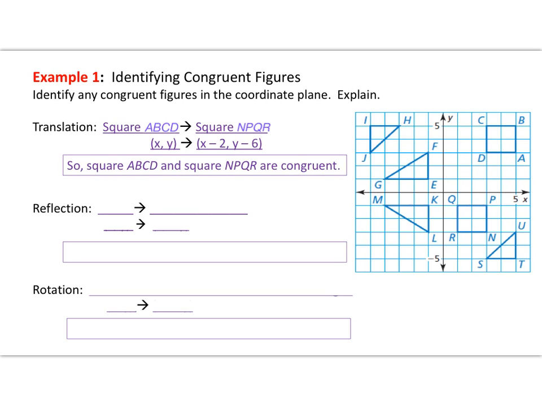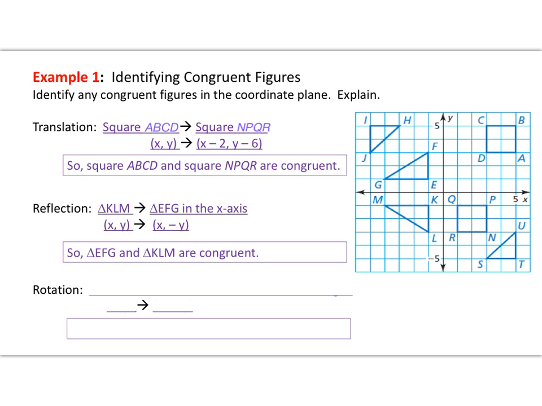All right, next we can find a reflection. It looks like triangle EFG and triangle KLM are a reflection of each other. So we can say triangle KLM reflects and maps onto triangle EFG in the x-axis. And it follows the rule that for all the x, y coordinates, the y coordinates are opposite. So triangle EFG and triangle KLM are congruent.